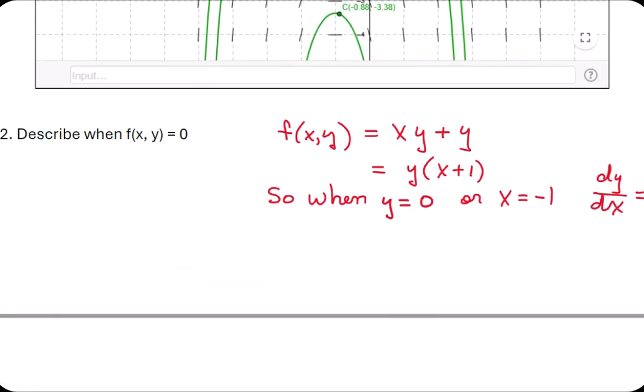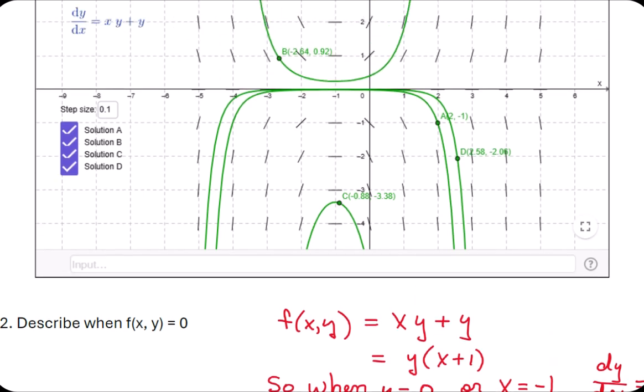Alright, we want to describe the flow field. Looking at the flow field, I'd like to know, when is this thing 0? Well, factor out the y. So when y is 0, the derivative is 0, and so the function would remain constant. And if x is minus 1, that's also 0. And you should be able to see that from the flow field.